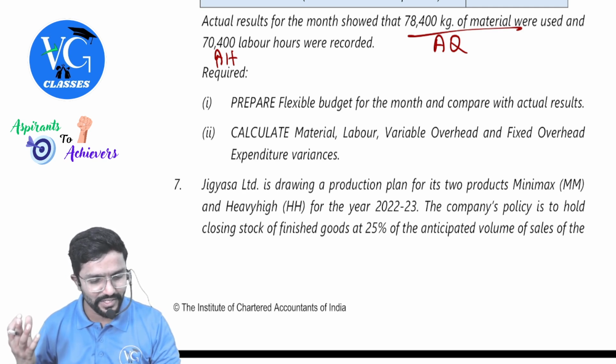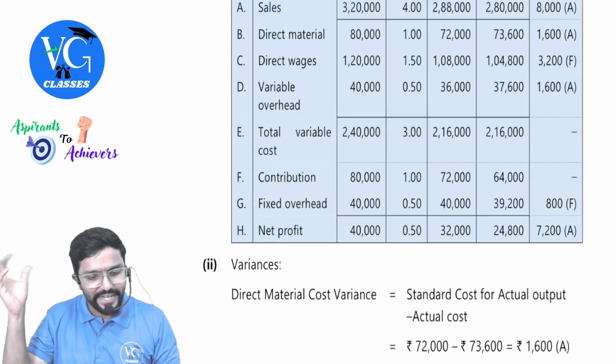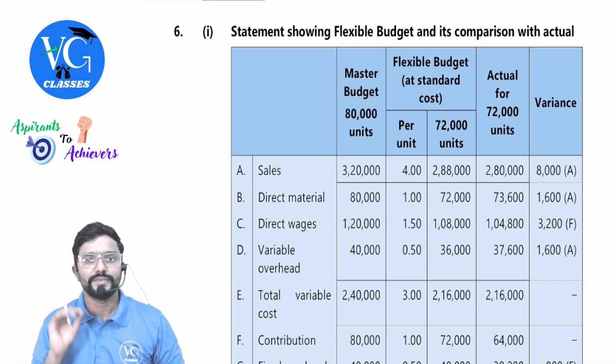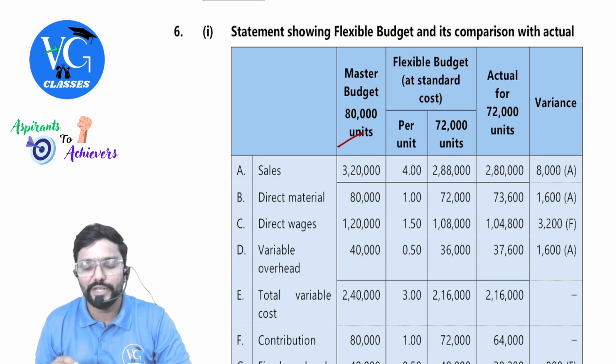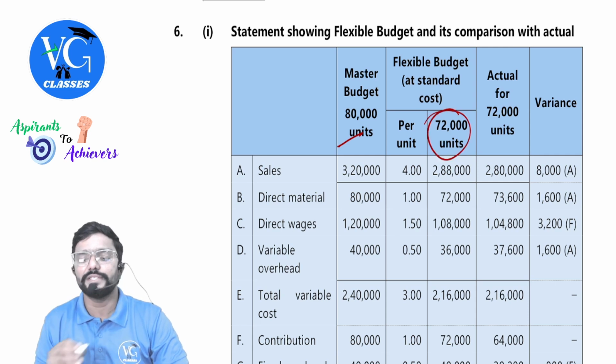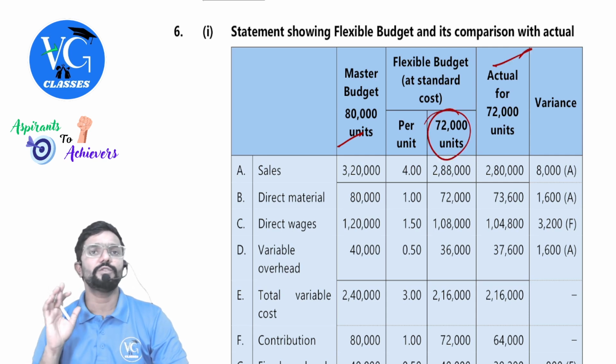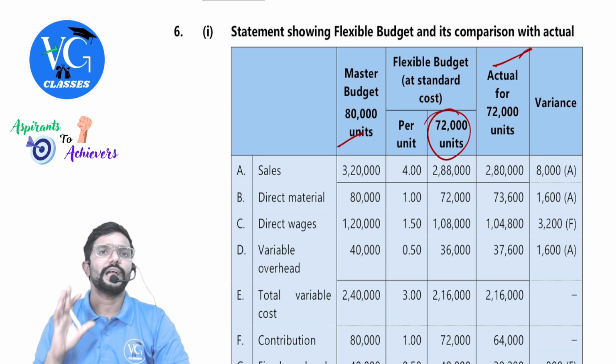Because everything is given in the question only, sir. That standard I need to convert for actual. That's all. Master budget for 80,000 units. Now I need to convert all of them for how many units, guys? 72,000 units. Why, sir? Actual is for 72,000 units. Correct, no, Divya? Actual is for how much?